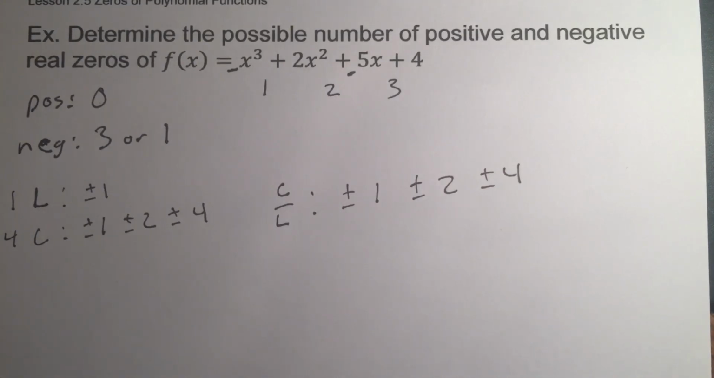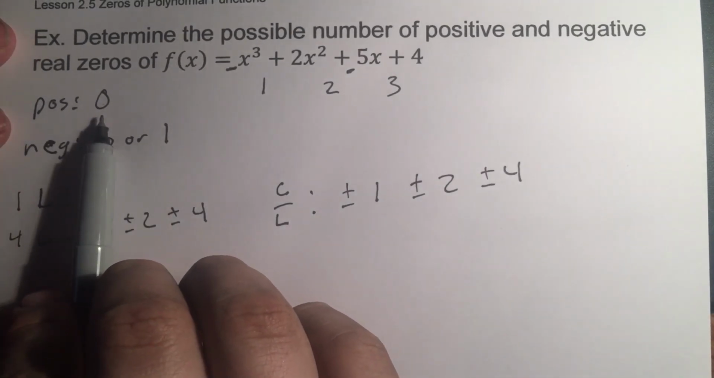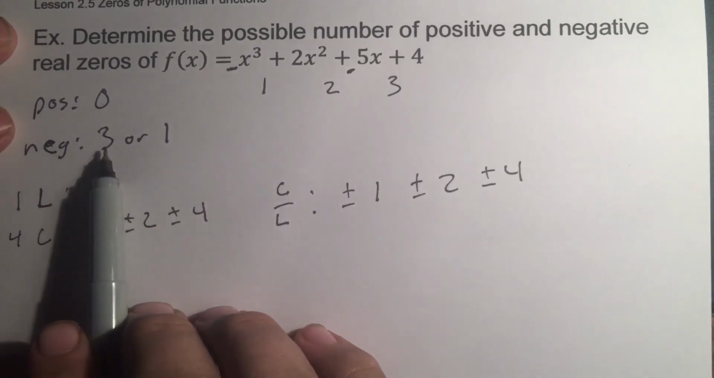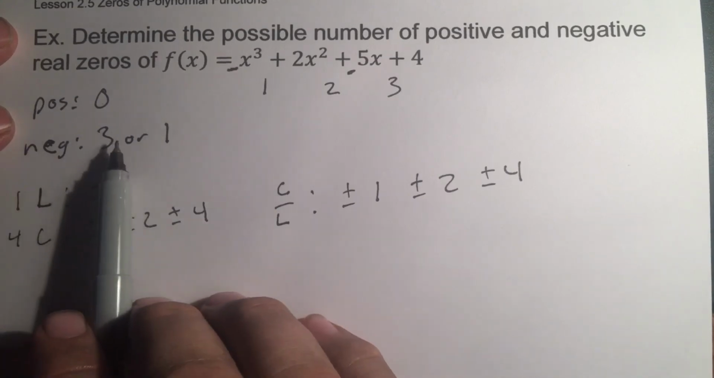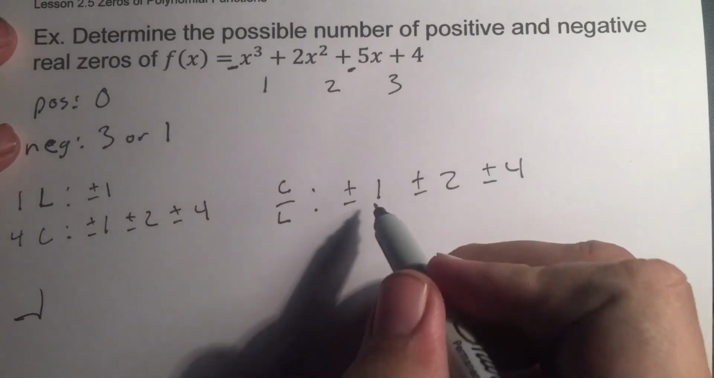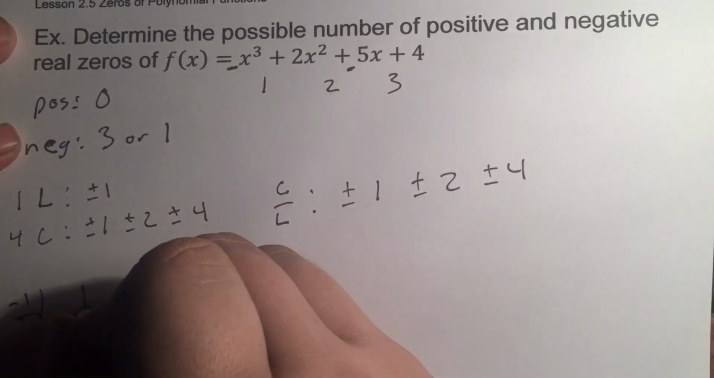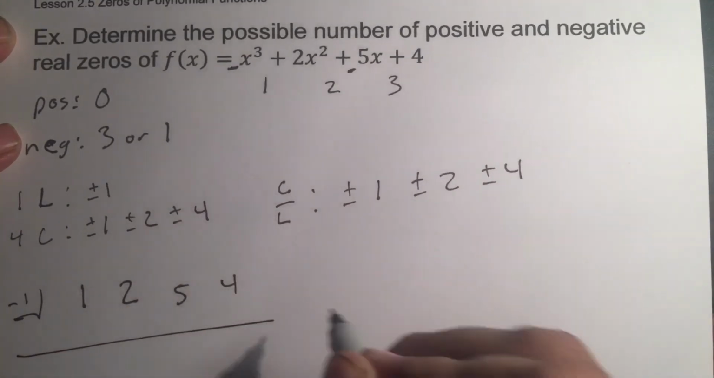Now, again, we know none of them are going to be positives. So the only thing that we're going to check are the negative solutions. Now, it could be 3 or it could be 1. So if we have one that doesn't work, we'll automatically know only one of them will. So first box, I'm going to check negative 1. So my numbers would be 1, 2, 5, and 4.